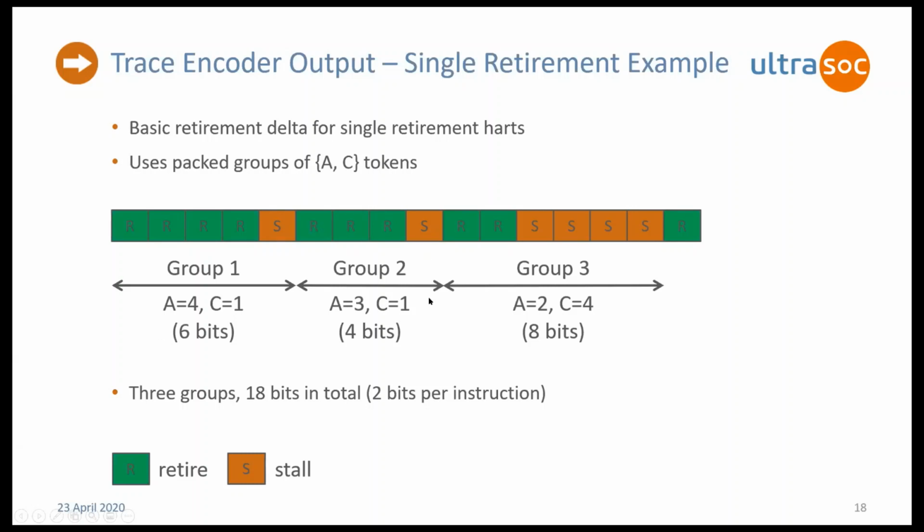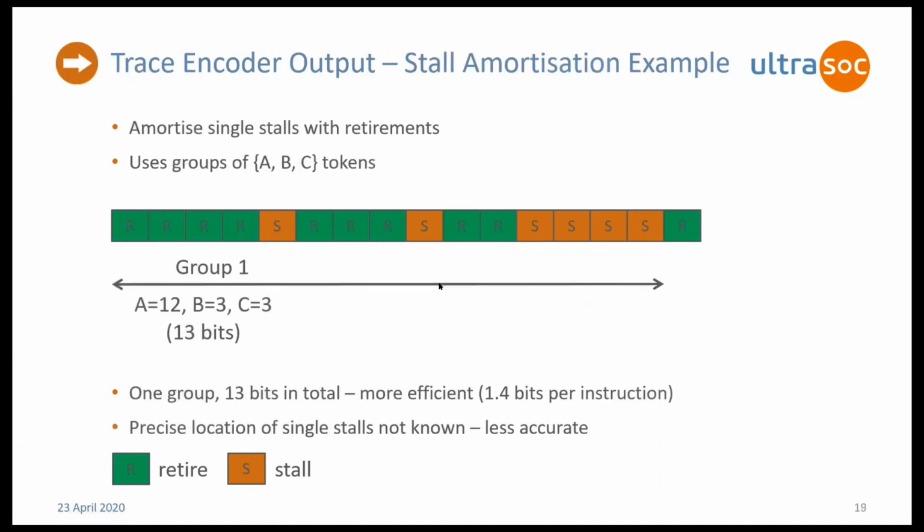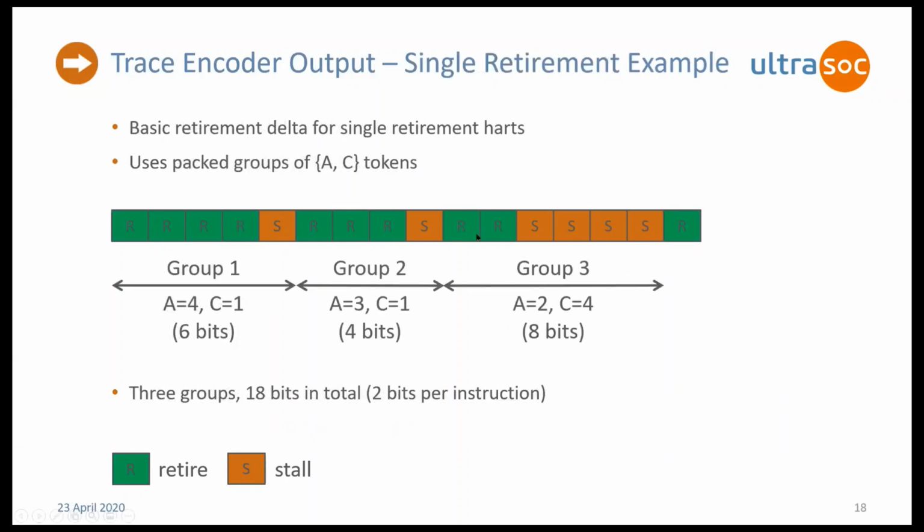Then the next group is going to be similar behavior with obviously different numbers. And then if we look at the next group over here, group number 3, we had 2 retirements and then 4 stalls. So that gets reported in one group with those values in here. And we can see that for this sequence we had 18 bits with however many, 9 instructions altogether. So we get this average number in here.